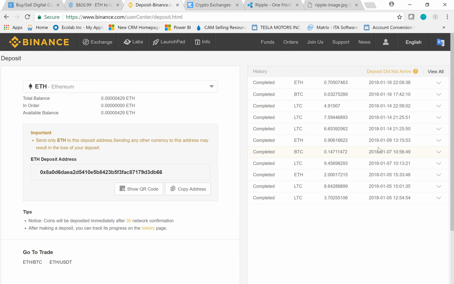It usually takes 5-10 minutes or so for the Ethereum to come over. It's got to go through all the confirmations on the blockchain. And then you'll find your Ether in your account. So you can see I don't have very much Ether right now in my account. But if I did, that's what we would be using. But this is just a demonstration video.